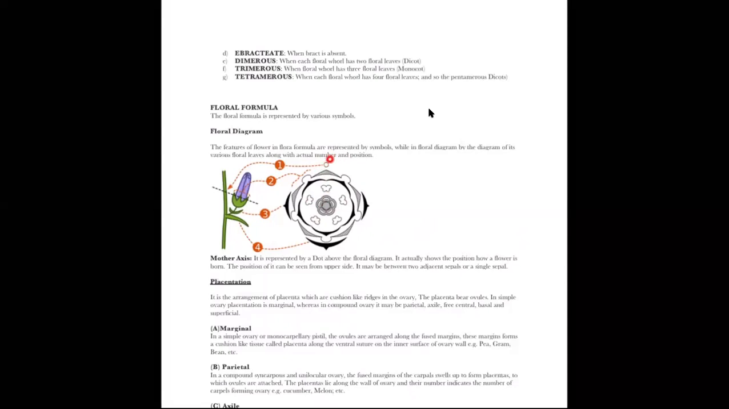This dot is also known as the mother axis. It is a position where the flower is born. ठीक है, and usually ये आप ऊपर रखते हो. ठीक है, dot आप ऊपर डालते हो. Okay, then comes ये black में bracket आया, फिर आपके sepals आए, फिर आपके petals आया, फिर आपका androecium आया, और बीच में आपका gynoecium आ गया. ठीक है, इसको कहते हैं floral diagram.